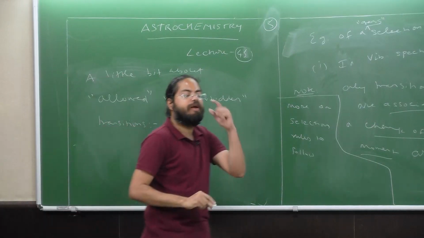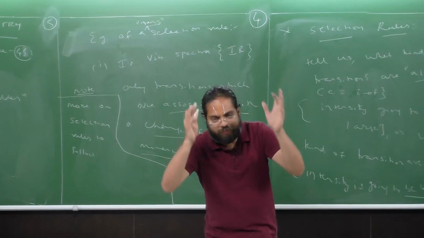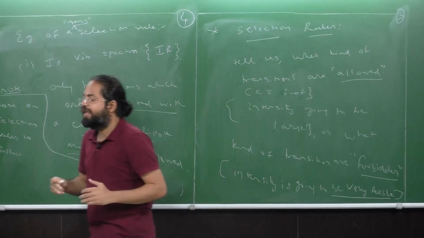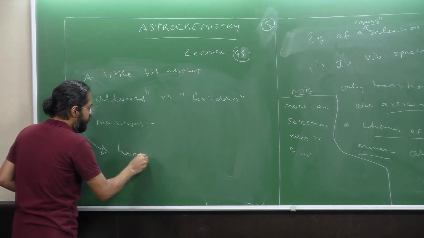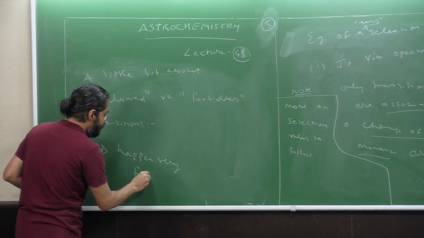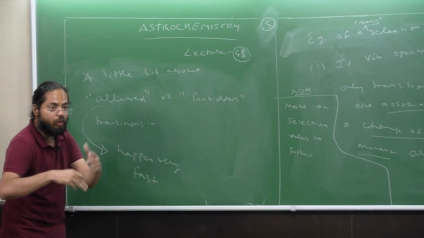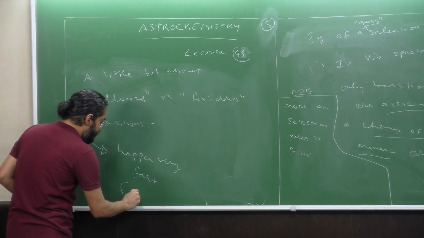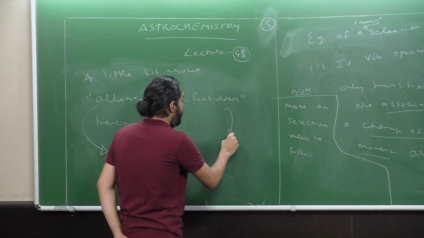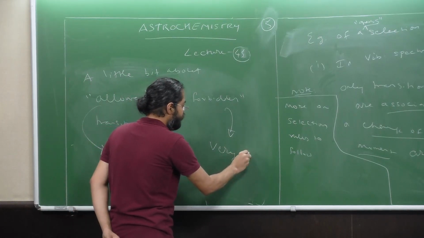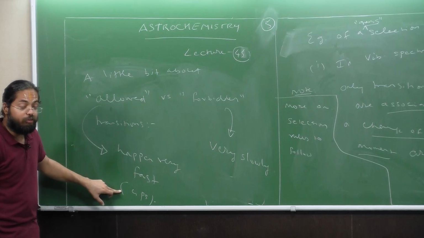When some transition is typically allowed, based on a selection rule, in other words, when the magnitude of the transition moment is going to be large, we say that the transition happens very fast. So allowed transitions happen very fast. By fast, I'm referring to a time scale, on Earth, of the order of picoseconds. Now, forbidden transitions happen very slowly.